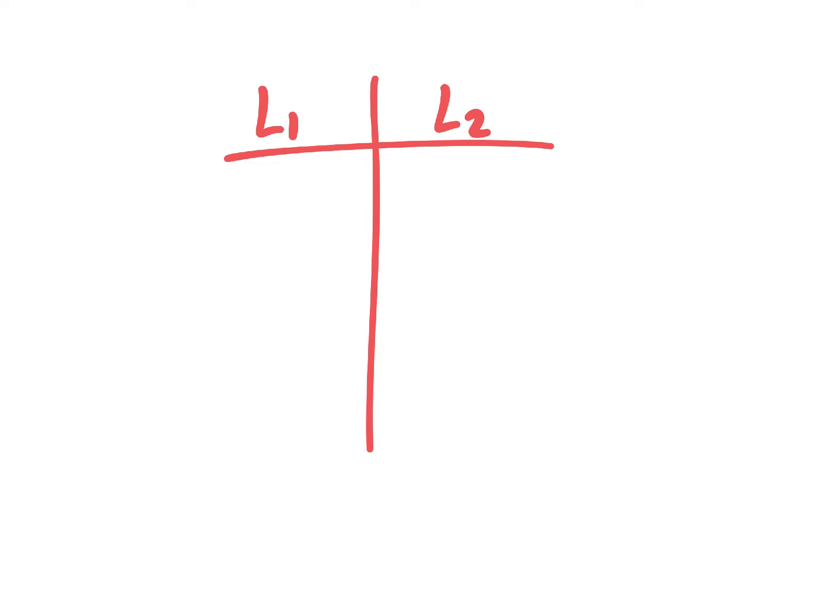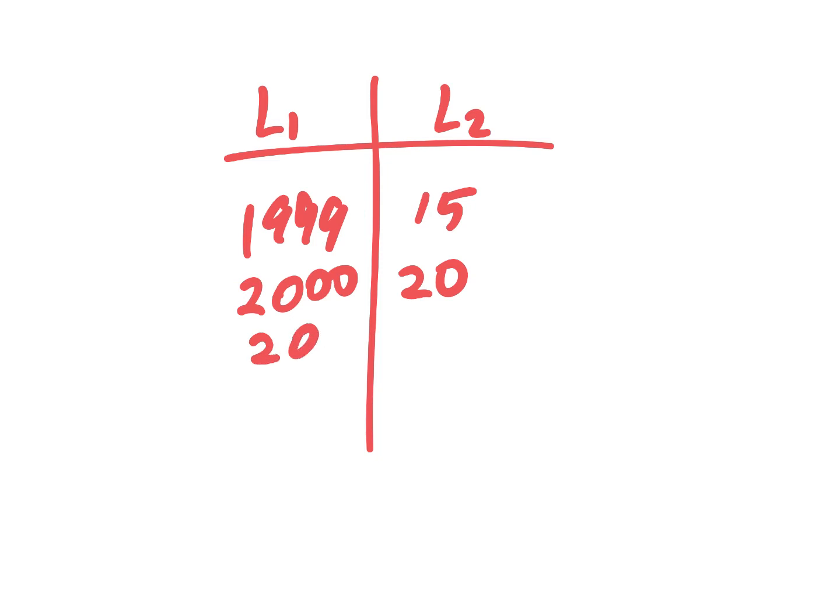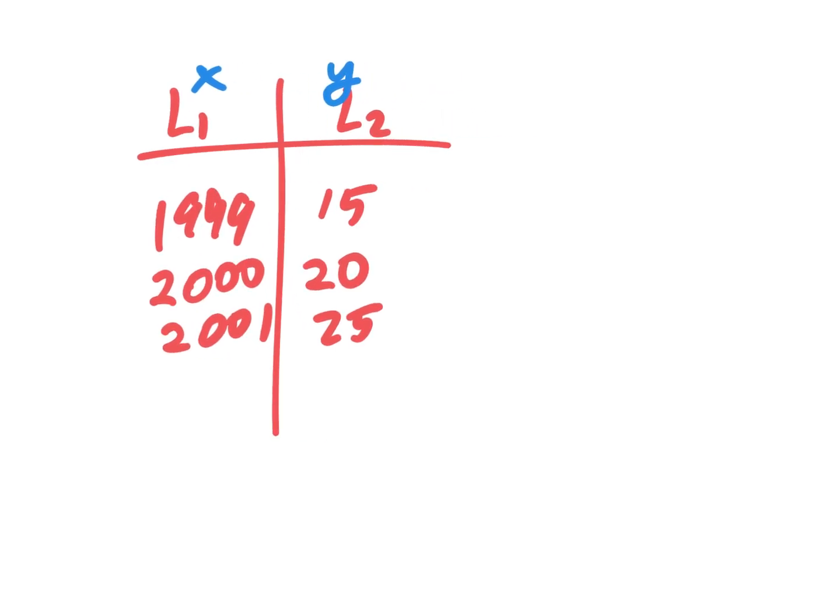And we're going to put in this data on our L1 and your L2. We're going to put in the data of 1999, and there were 15. Let's say this is like how many malls there were in Minnesota. In the year 2000, it was up to 20. In the year 2001, it was up to 25. And this is our X, our year. This is our Y. In this case, how many malls there were in the state. And now, what can you do with that? Well, you can do a linear regression.